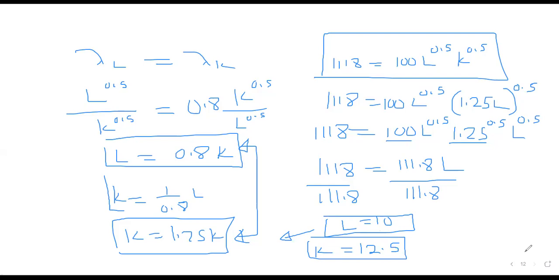Are we together? So when we're looking for the value for K, it's supposed to be 1.25 L, right? Yes, 1.25 L. So the values of labor and capital are 10 units of labor and 12.5 units of capital.